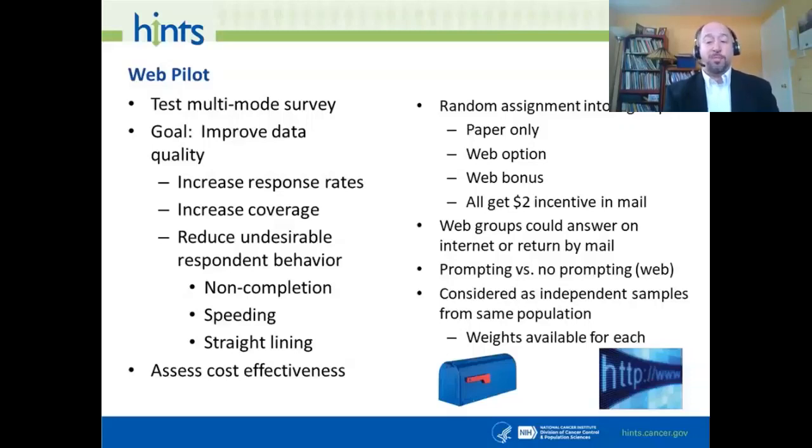Historically, HINTS has had a problem getting people like males, who tend to underreport, or people with lower levels of education. We also want to reduce undesirable respondent behavior, as we like to call it: non-completion, where people don't finish the whole survey or skip items, or speeding or straight lining. Speeding is when people rapidly go through the items and answer them very quickly. Straight lining is putting the same answer across a number of items, which suggests they're not putting the cognitive effort into really thinking through the items. So we want to reduce those kinds of behaviors.